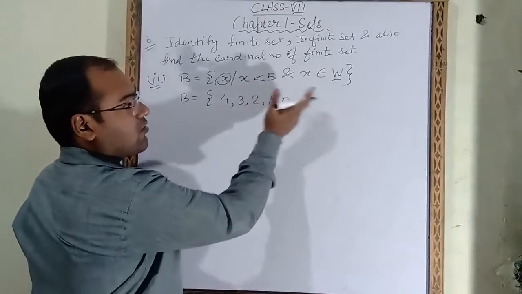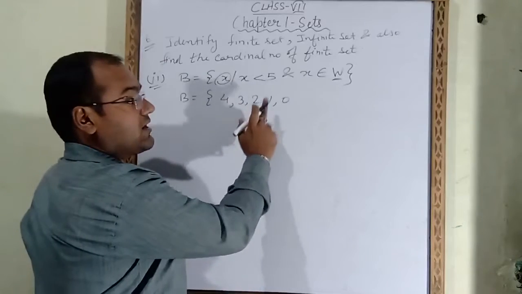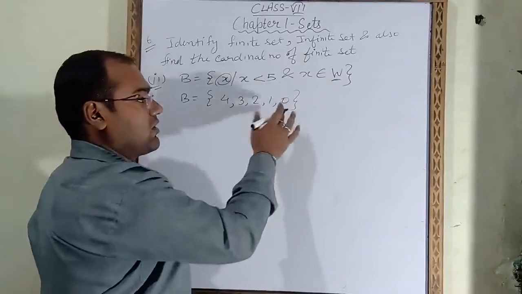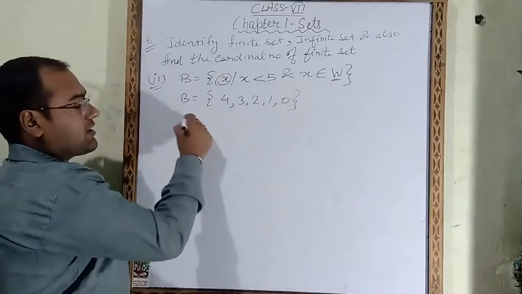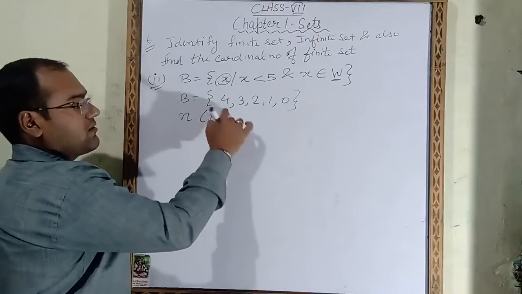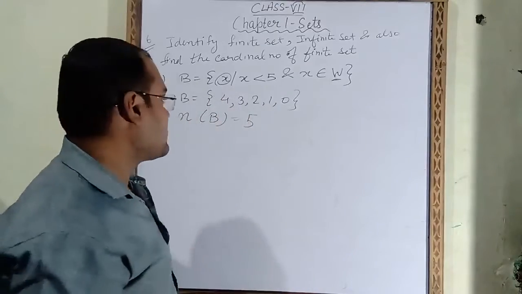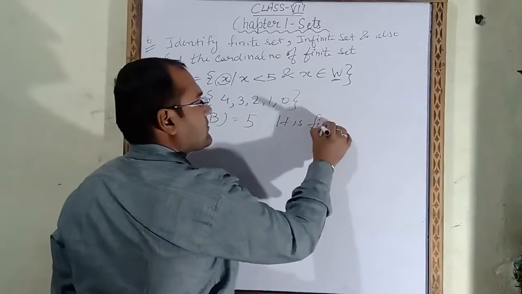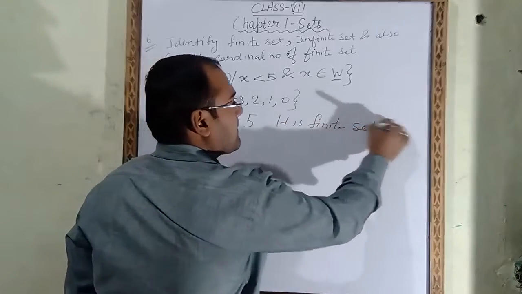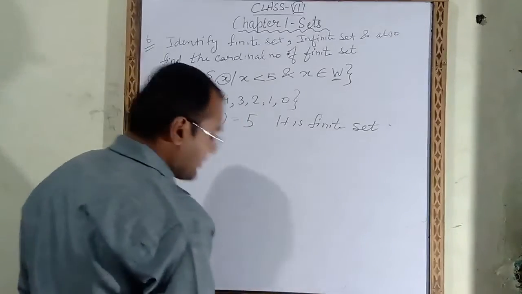So what are the whole numbers that are less than 5? 4 is a whole number, 3, 2, 1, 0. So these are the whole numbers that are less than 5. We can easily count them. Cardinal number of B: 1, 2, 3, 4, 5. How many numbers are these? These are 5 numbers, so we can easily count. So we will write it is a finite set.